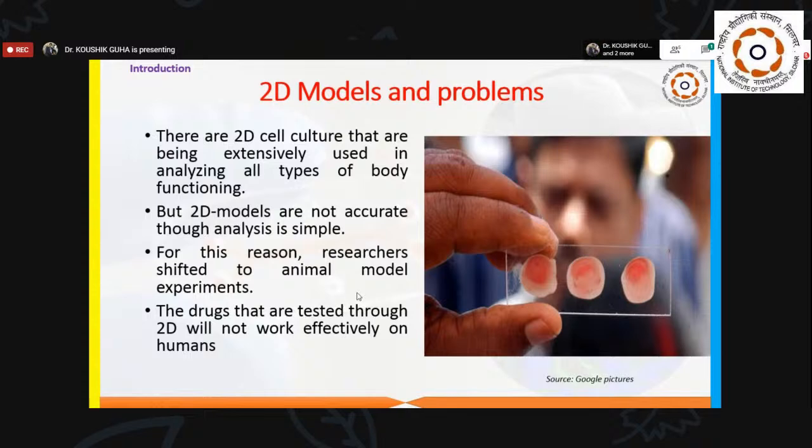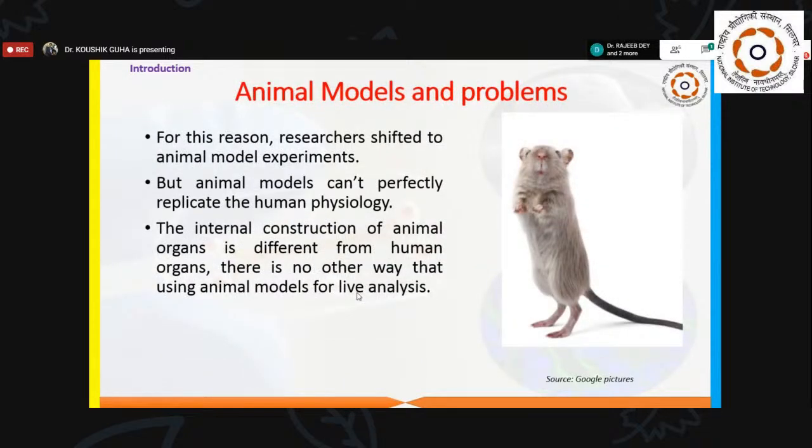2D models and the problem: there are 2D cell cultures that have been extensively used in analyzing all types of body function. But 2D models are not accurate, though the analysis is simple. For this reason, researchers shifted to animal model experiments. But animal models cannot perfectly mimic or replicate human physiology, because of course our human physiology is different and very complex. You can predict something if we apply some animal model, but it cannot predict accurately what our human organs actually do. The internal construction of animal organs is different from human organs. So there is no other way than using animal models for live analysis.